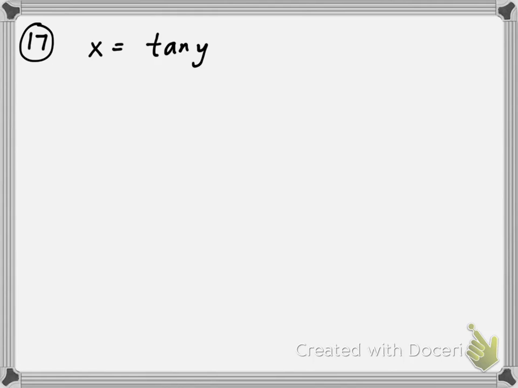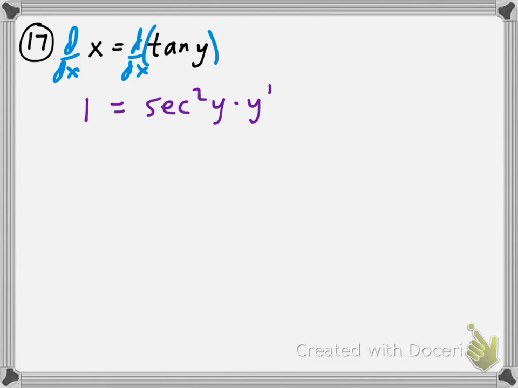So again, keeping with the theme of taking the derivative of both sides with respect to x in our quest to find the dy dx. The dx dx on the left-hand side is just 1. The derivative of the tangent of anything is the secant squared of that anything, but we have to multiply by the derivative of that anything. So it's secant squared y prime.